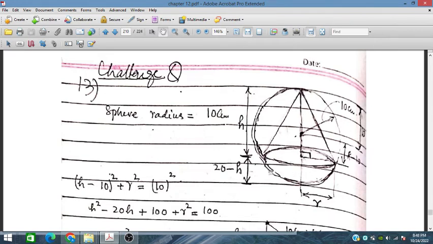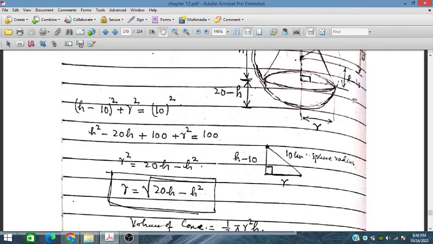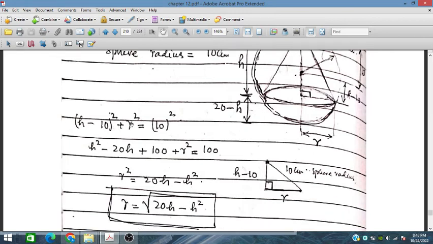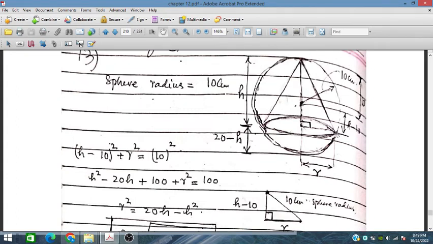So this is 20 minus h. From here to here it is 10, and from here to here it is 10, so this height is h minus 10. So (h minus 10) squared plus r squared is equal to 10 squared, where 10 is the radius of the sphere.